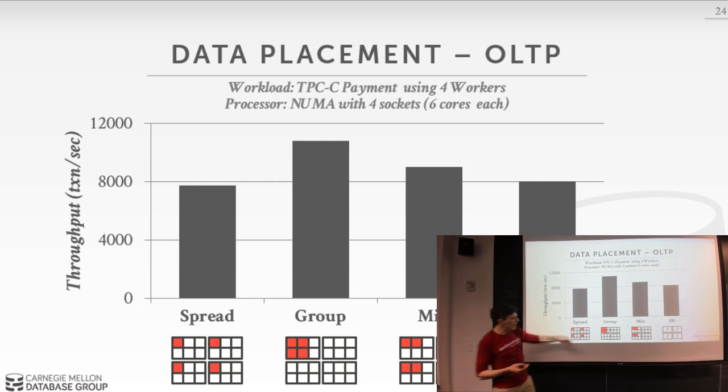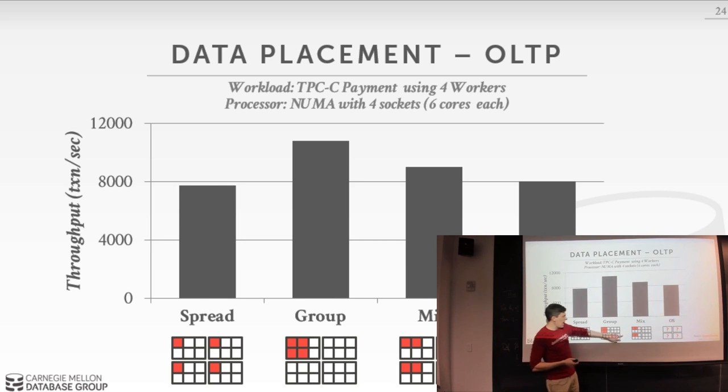And so in this case, under group, it gets the best performance because when they load the data, everything's going to land on this socket here. So they're all operating on their local memory. Whereas under spread, it does the worst because the data is being spread out across multiple DIMMs, and therefore, when these threads start accessing data that's not local to them, they have to send messages over the interconnect to get the data that they need.